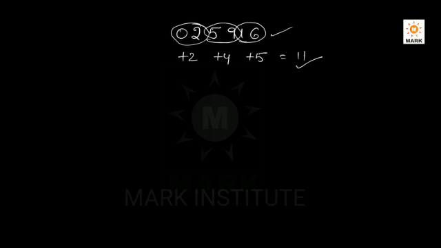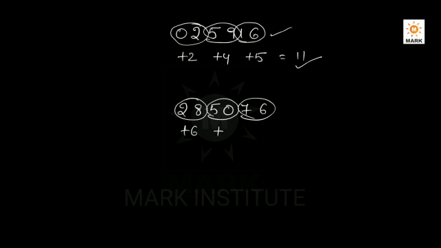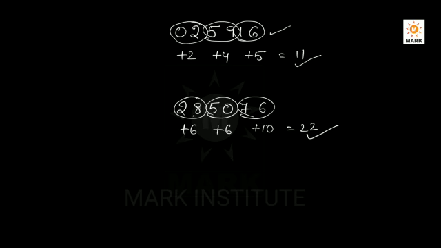Now another 6-digit number I am taking directly. This is the technique. 76, 50, 28. This is plus 6. This is also plus 6, and this is plus 10. So plus 6 plus 6 plus 10, that is equal to 22. 22 is a multiple of 11. 11 2s are 22. So this number, 2,85,076, we can say it is exactly divisible by 11 because we got the sum of excess as a multiple of 11.